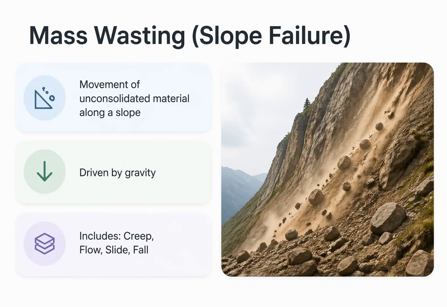Let's look at the concept of mass wasting, also known as slope failure or mass movements. This is the process where unconsolidated materials like soil, sand, rocks, and regolith, which is the layer of loose solid material covering bedrock, move down a slope. The primary driving force here is gravity. Depending on how the material moves, mass wasting can be categorized into creeps, flows, slides, and falls.